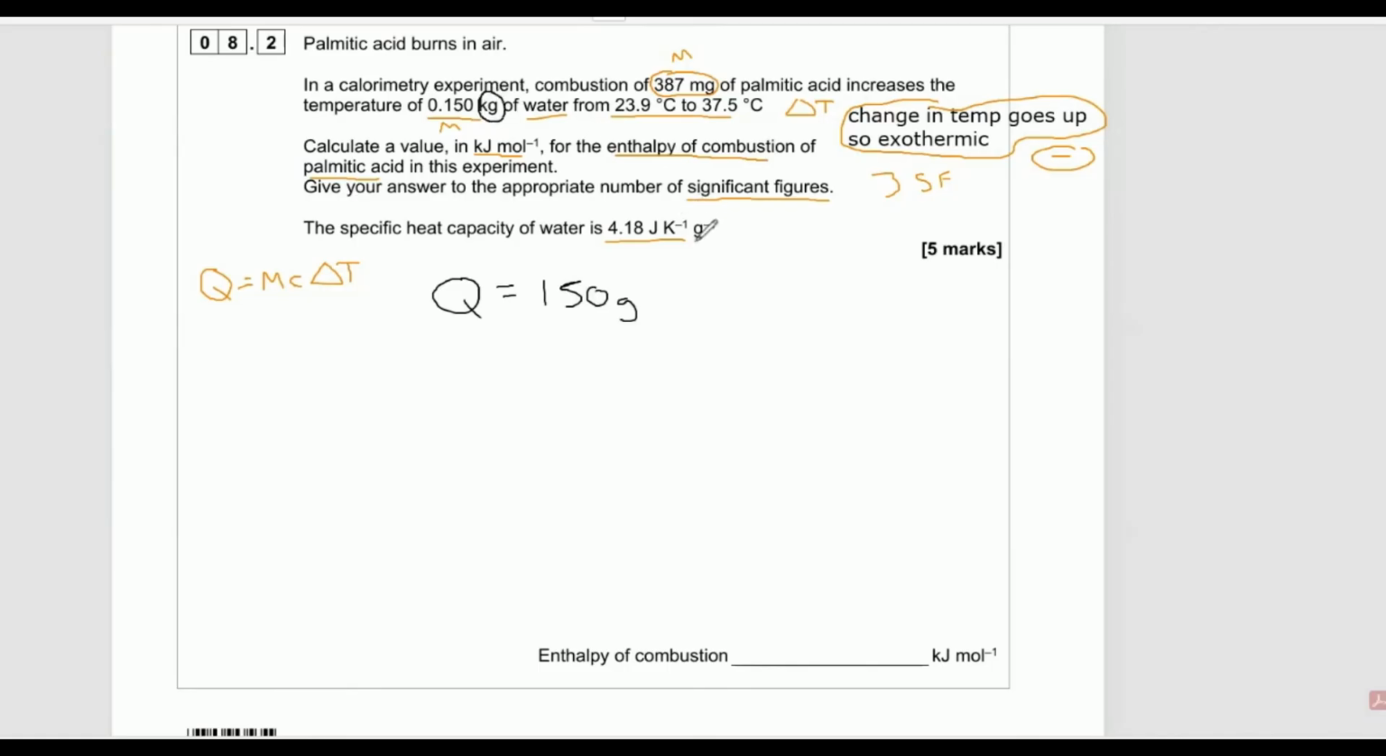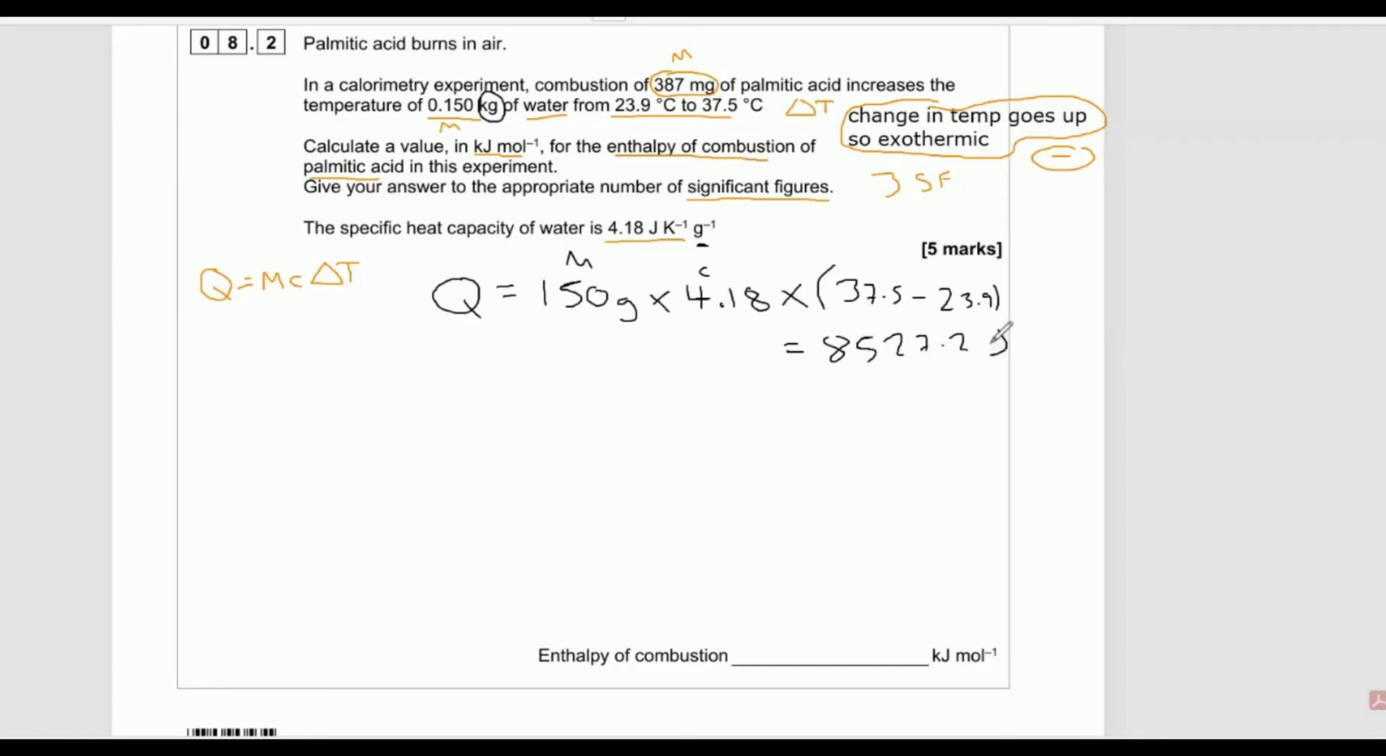So Q stands for energy. In this case, you can use E if you like. It equals 150 grams. Why grams? Because mass is in grams. So you need to times by 1,000, 0.150, times the specific heat capacity, which is 4.18. And because the specific heat capacity is in grams, it's got g to the -1. That's why we convert our mass. If the specific heat capacity was per kilogram, then we would keep it in kg.